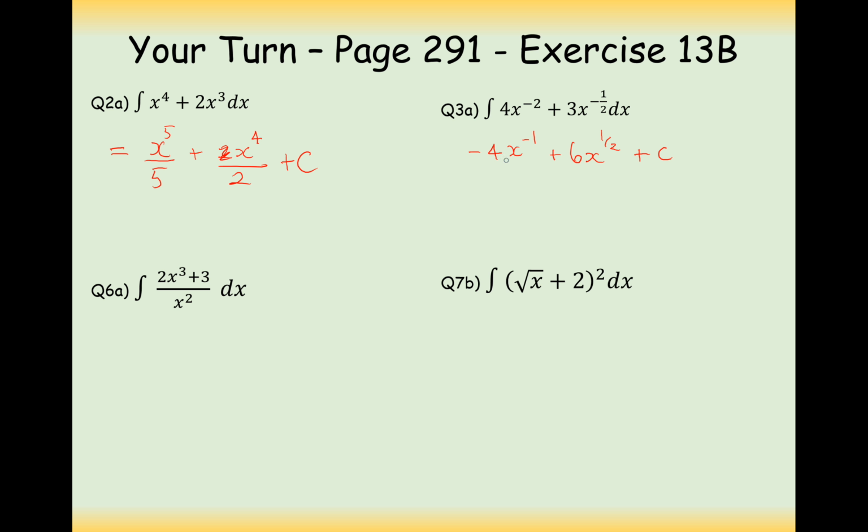And you can always check these by differentiating them. So what would you get if we differentiated this? Well, the minus 1 would times by the minus 4, so that'll give us 4, and take away 1 from the power, so that'll be minus 2. And the same thing works with this one here.